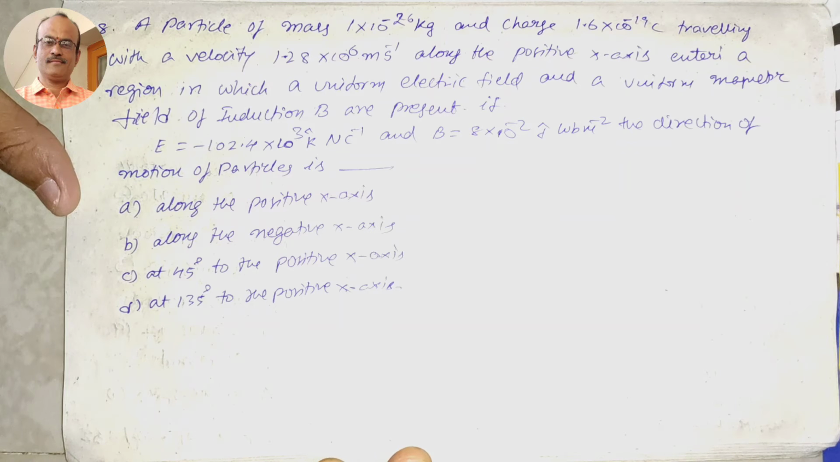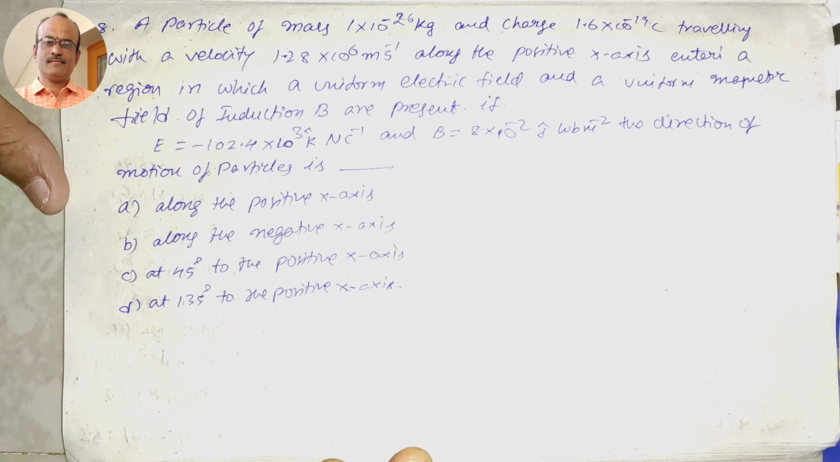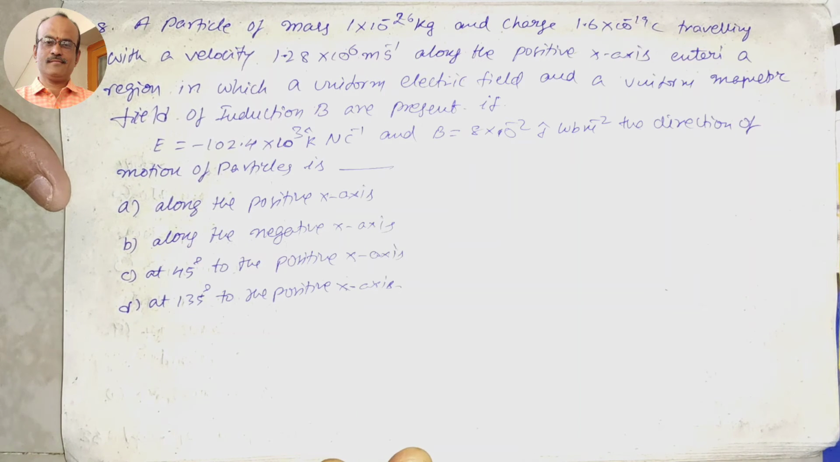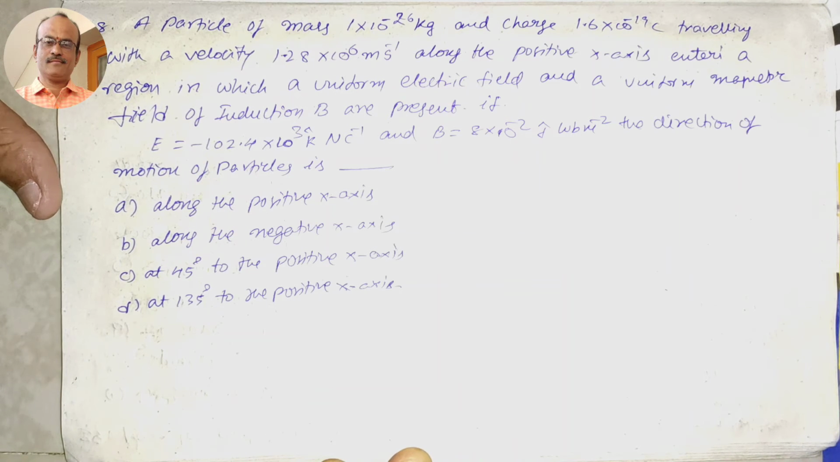A particle of mass 1 into 10 to the power of minus 26 kg and charge 1.6 into 10 to the power of minus 19 coulombs, traveling with a velocity 1.28 into 10 to the power of 6 meters per second along the positive x-axis, enters a region in which a uniform electric field and a uniform magnetic field of induction B are present. If E is equal to minus 102.4 into 10 to the power of 3 k cap newton per coulomb and B is equal to 8 into 10 to the power of minus 2 j cap weber per meter square, the direction of motion of the particle is how much?